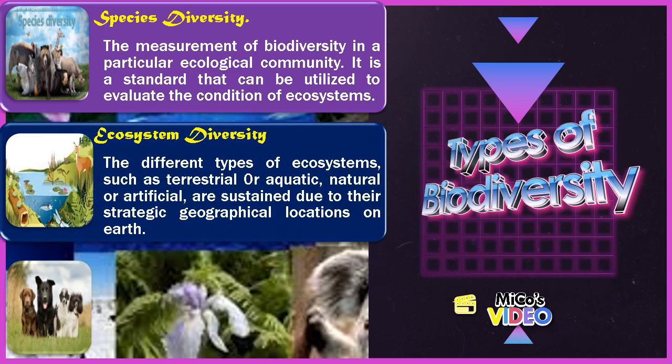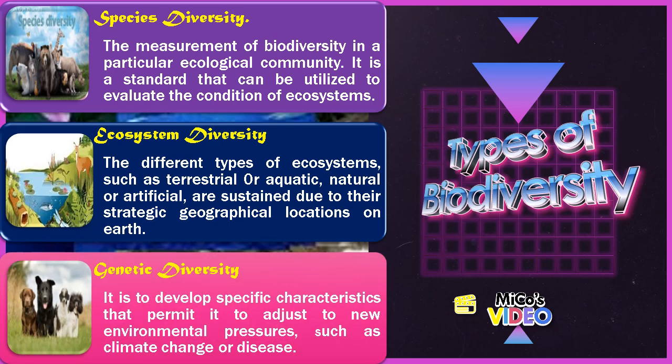Third is genetic diversity. During reproduction, the fertilized egg cell undergoes a series of cell divisions that produce individuals with a distinctive assemblage of genes. No individual members of any population, except identical twins, which develop from a single egg, are precisely identical in genetic makeup. Moreover, the larger a population's genetic diversity, the more likely it is to develop specific characteristics that permit it to adjust to new environmental pressures, such as climate change or disease. In contrast, for those with a low degree, such pressures might drive a population to extinction.